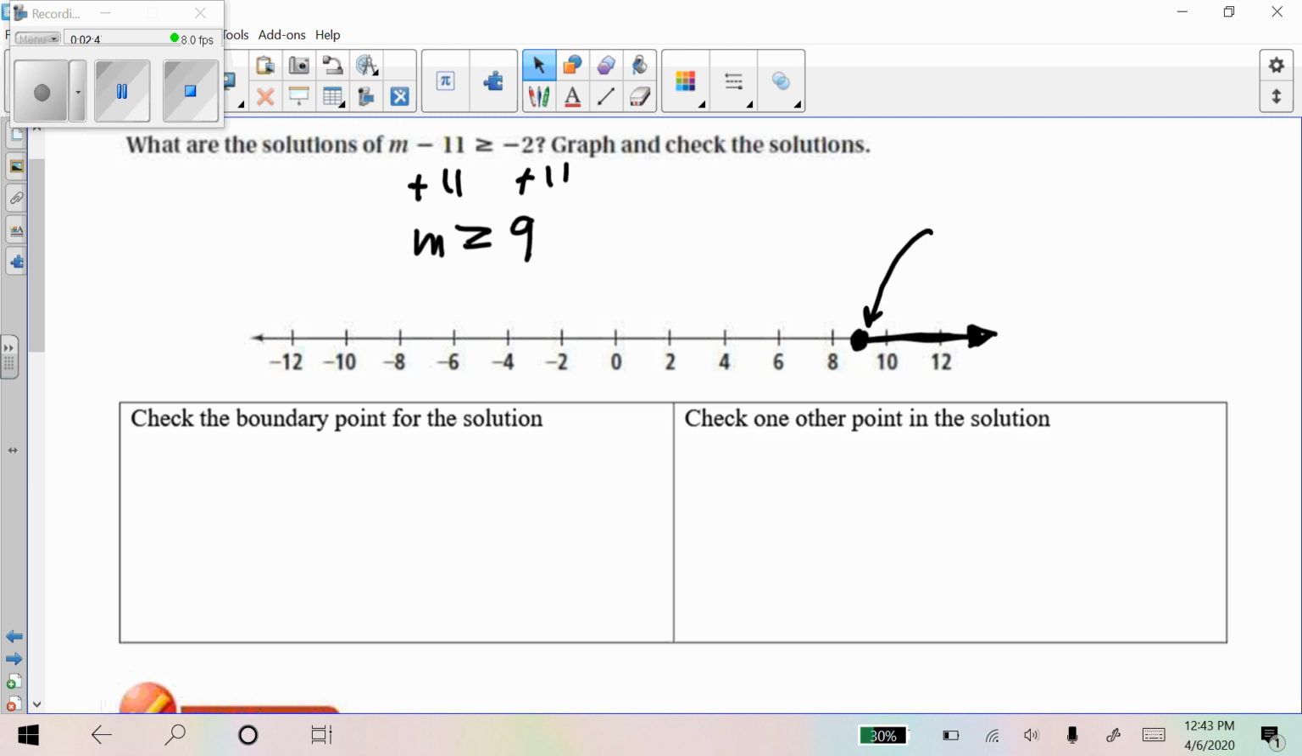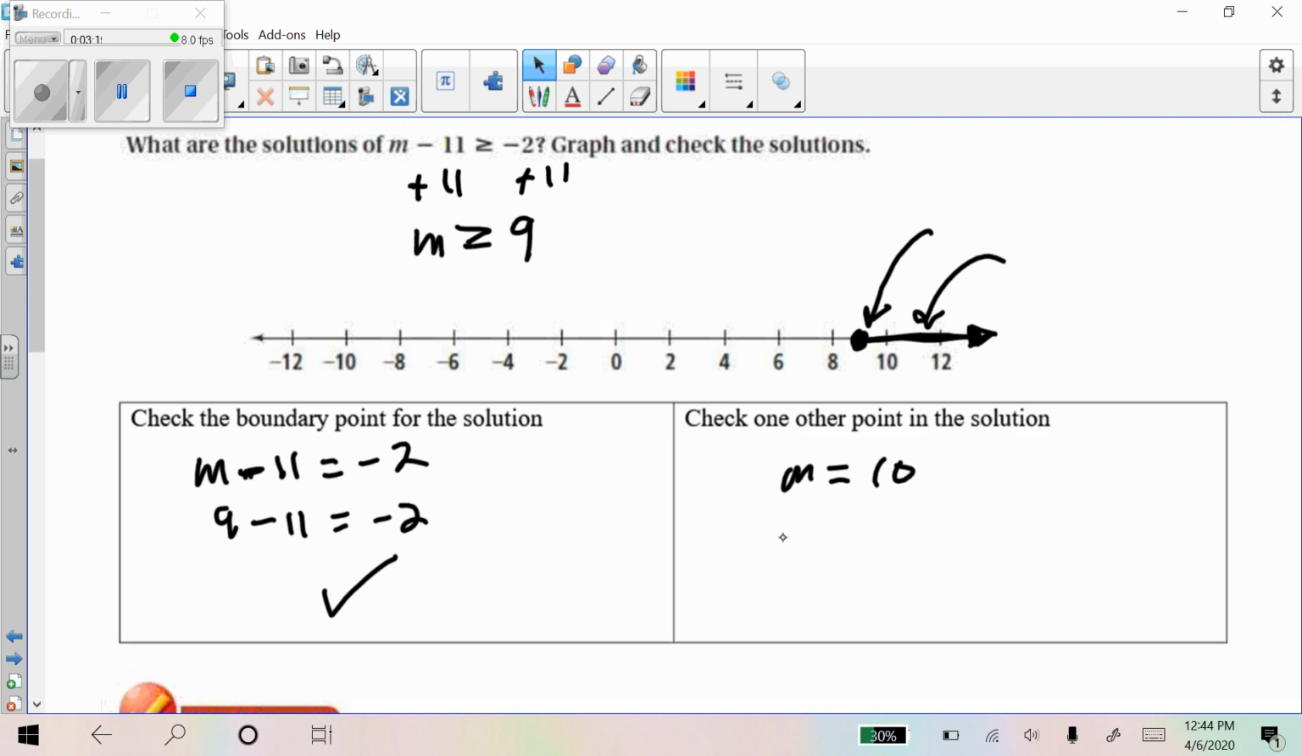So what they're talking about here is the boundary point 9. If I put 9 into m minus 11, it should equal -2 if I have the right boundary point. So if I do 9 minus 11, I just want to make sure that that equals -2, and it does, so that checks. And then checking one other point in the solution, so that means taking any number up here, like 10. So we're going to let m equal 10. And if I do 10 minus 11, it should work.